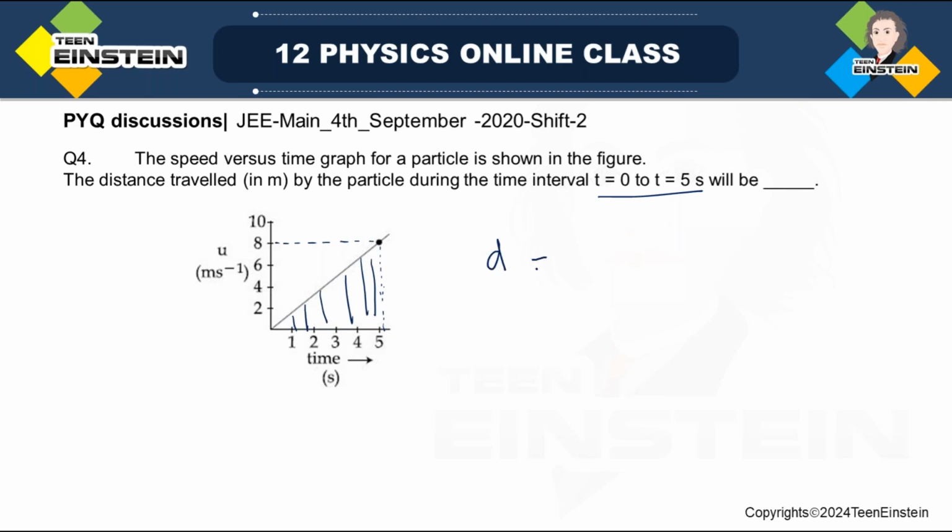Let us say distance is d, so this is half into base, which is 5, and then height is 8. So this will be 20 meter. Okay, in meter this will be 20. This was a very simple problem.